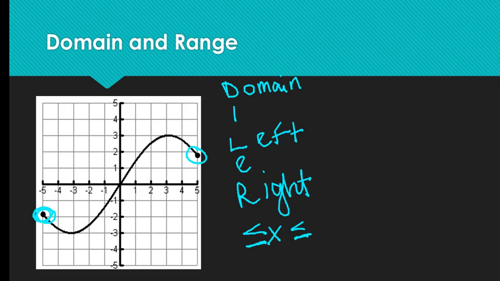So the furthest left value is right here, it's -5. And the furthest right value is +5. So Dialer's first name taught us that.